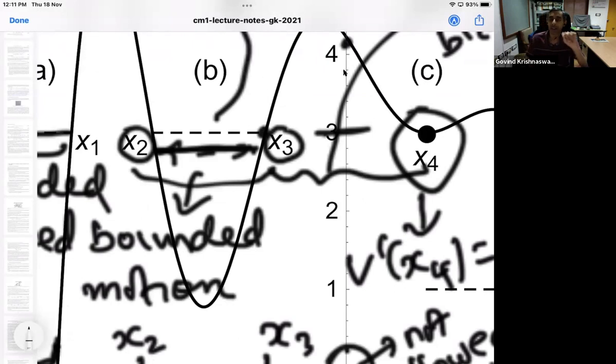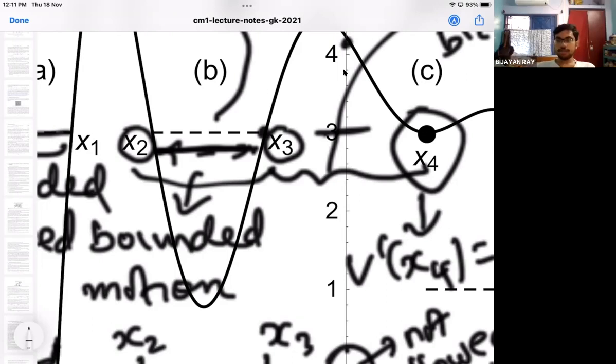A much better analogy is the following. Bijayan, do you want to say something before I give the analogy? No, sir. Okay, I will give you a different analogy.